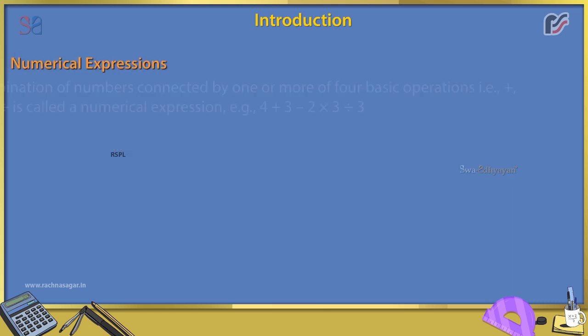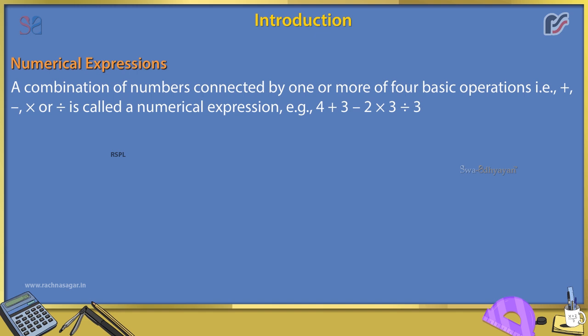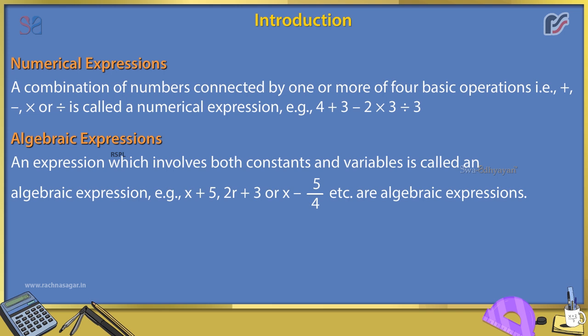Numerical expressions. A combination of numbers connected by one or more of the four basic operations, that is, plus, minus, multiply or divide, is called a numerical expression. Example, 4 + 3 - 2 x 3 ÷ 3. Algebraic expressions. An expression which involves both constants and variables is called an algebraic expression. Example, x + 5, 2x + 3, or x - 5/4, etc. are algebraic expressions.